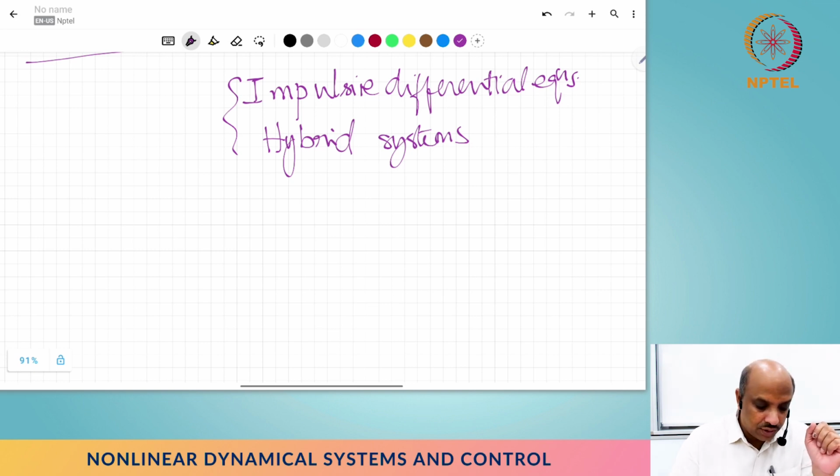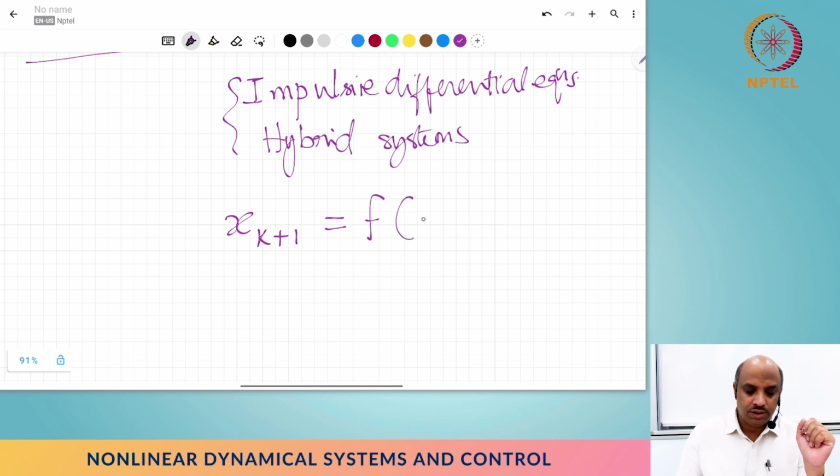So I'm going to look at one small, rather simple looking system: x_{k+1} = f(x_k). So this is kind of equivalent to our x dot equals f.